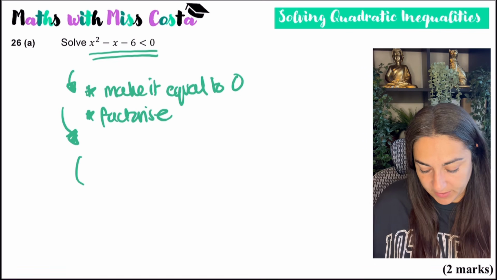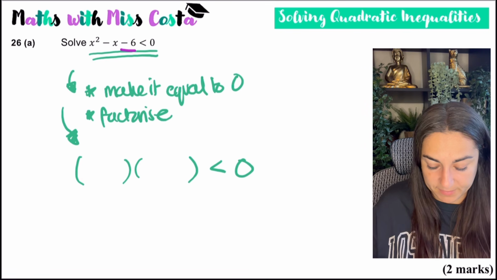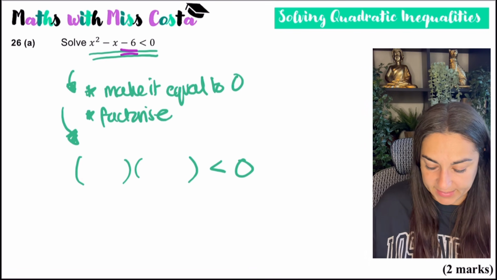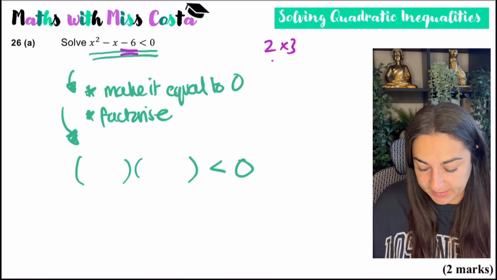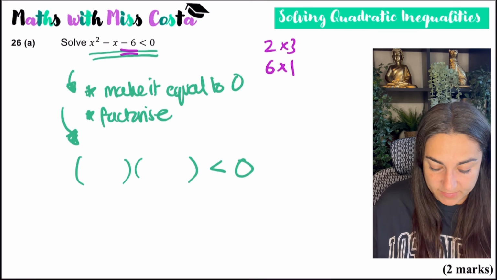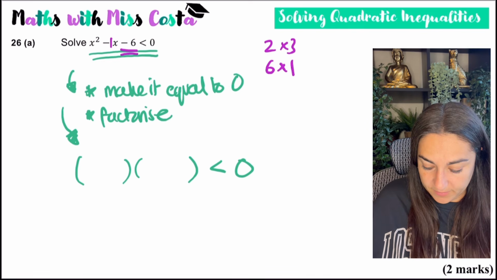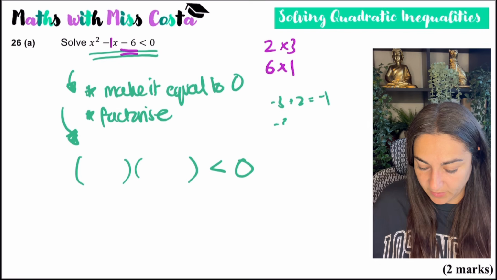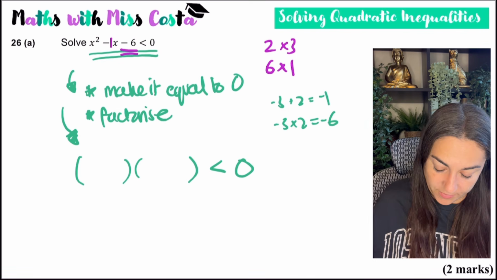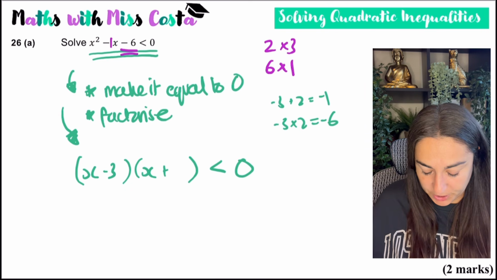So that's the step I'm going to take. So I know it's a quadratic. I'm going to look for factors that multiply to make -6. So 2 times 3, 6 times 1. One of them is going to be negative, and they have to add to make -1. So -3 plus 2 gives me -1, and -3 times 2 gives me -6. So those would be my factors. x minus 3, x plus 2.